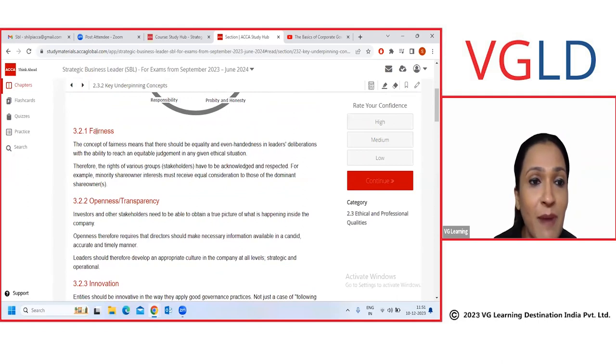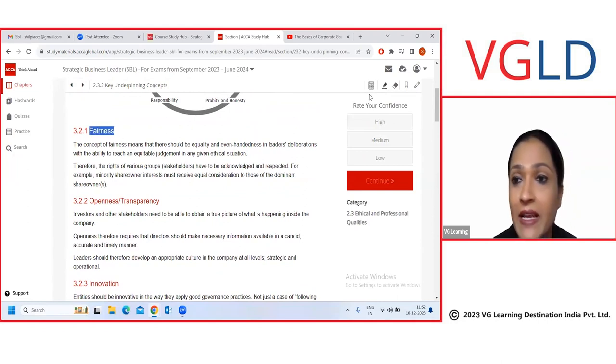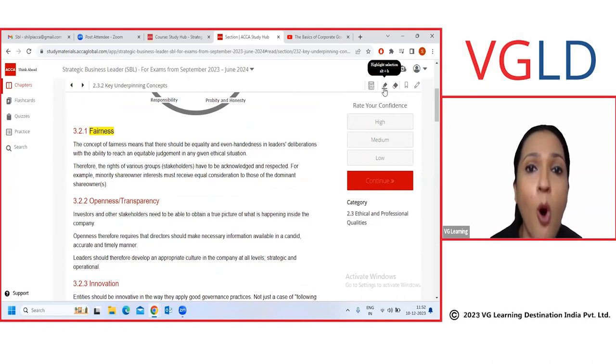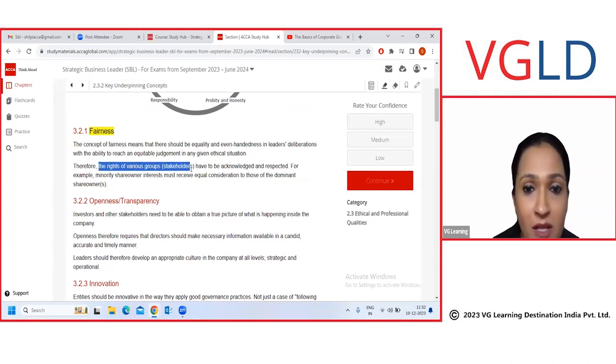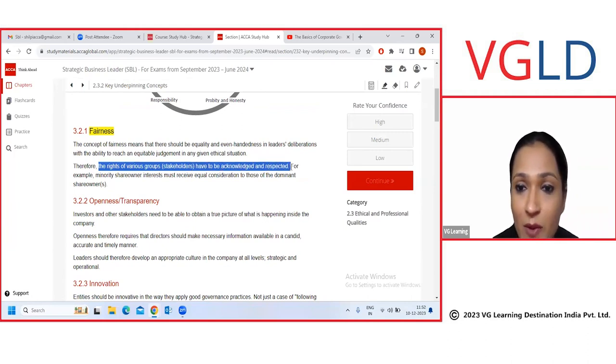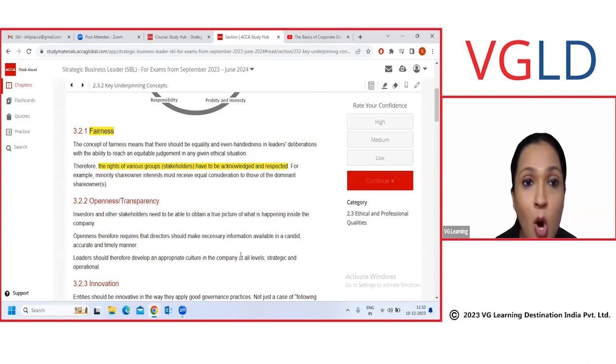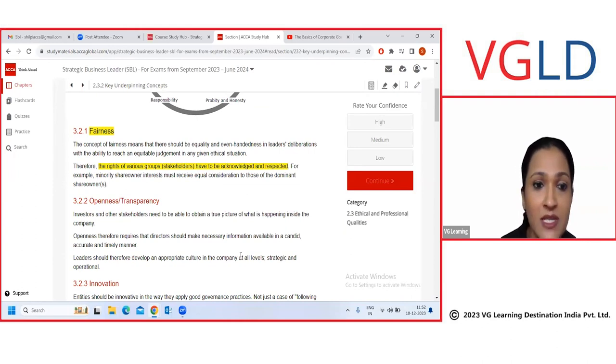All organizations by all means must operate in all fairness. Fairness to whom? Fairness to all stakeholders, which means you cannot just ignore the minority stakeholders. You have to give all stakeholders the requisite amount of information, acknowledgement, and respect that they duly deserve, including the minority stakeholders, the shareholders.